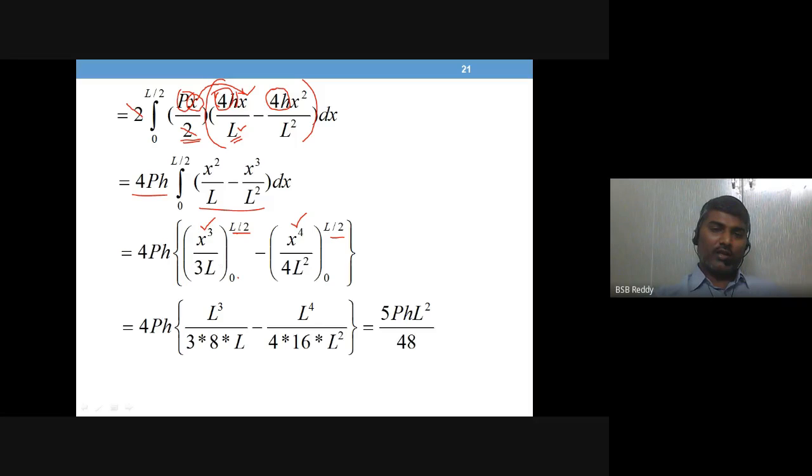Okay, right, now substitute the limits. The lower limit gives you 0, so if you substitute x is 0, it will be 0. So only the upper limit has a value, and the lower limit will not have any value. So just substitute the upper limit. Place x is equal to L by 2, so L by 2 whole cube.